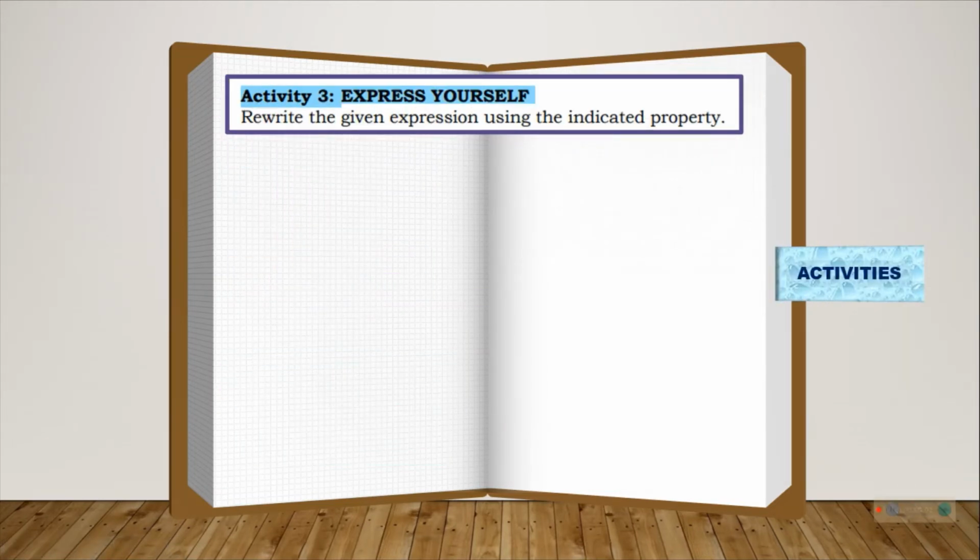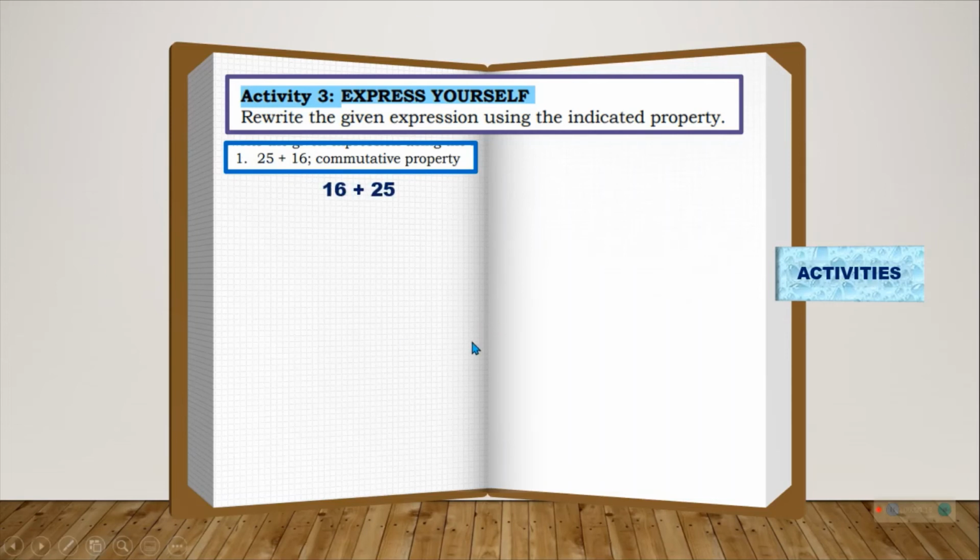Okay, activity number 3. Express yourself. Rewrite the given expression using the indicated property. So, gagawin natin 'to commutative property. Meaning, pagpapalitin natin ng posisyon. So, ang magiging sagot niyan ay 16 plus 25.